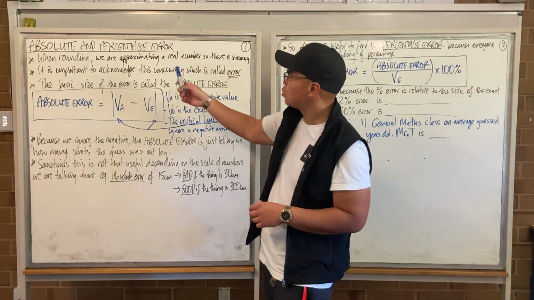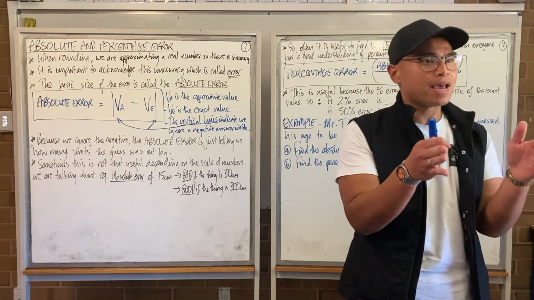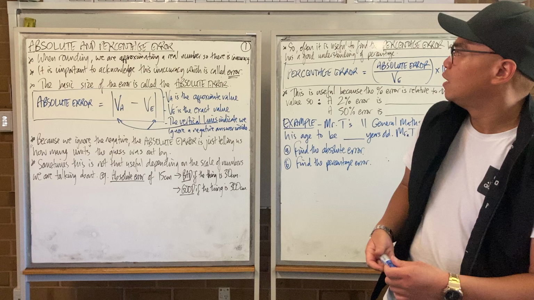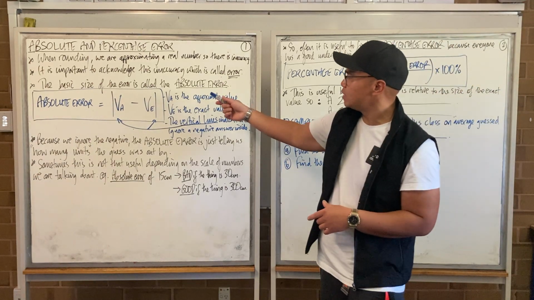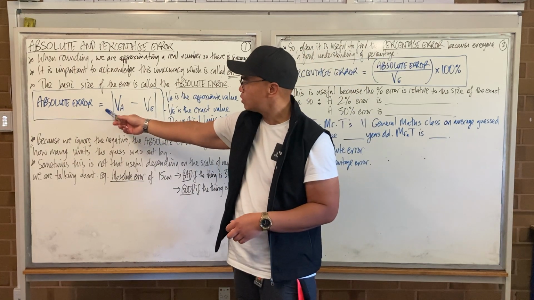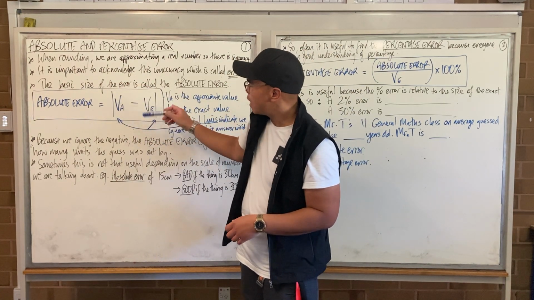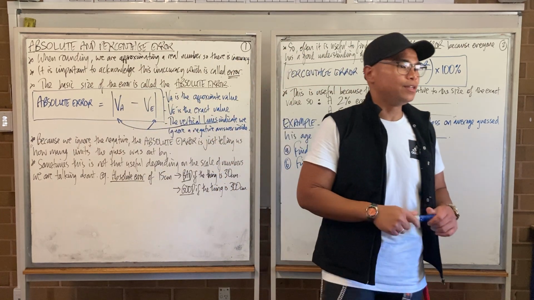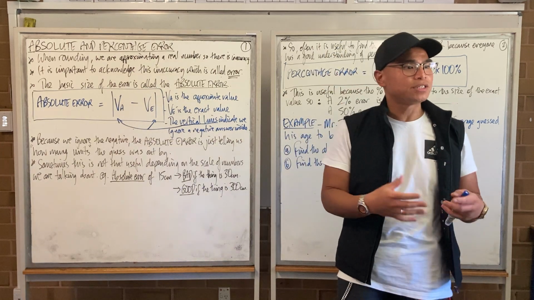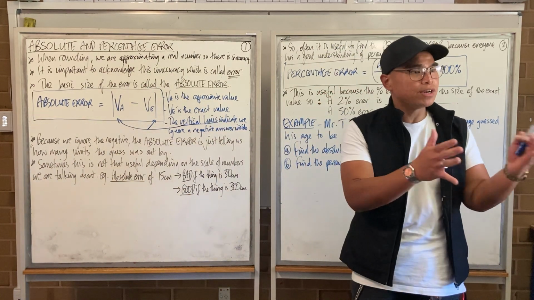It is important to acknowledge this inaccuracy, which is called error. If you have a mistake, you made an error. If you're inaccurate, there's an error somewhere. The basic size of the error is known as the absolute error. So your formula for absolute error equals this vertical line, VA minus VE, and another vertical line. What does VA stand for? It's the approximate value. It's the guess. VE is the exact value. It's what it really is.